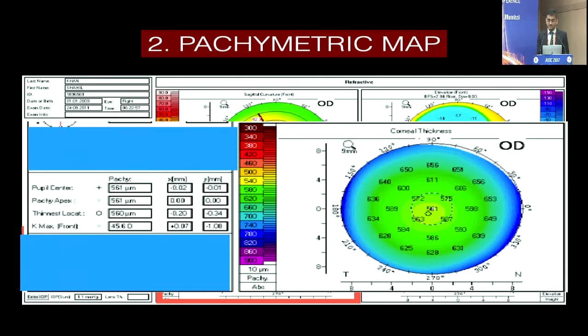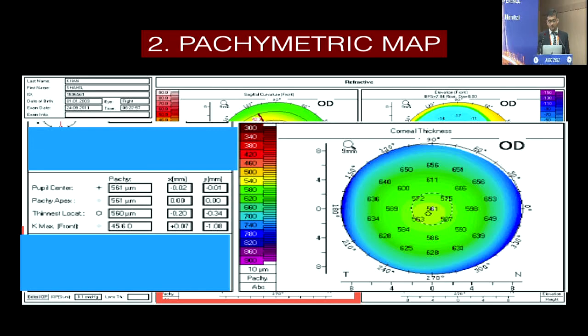It will give you a map, which will basically give you a point-wise representation of the corneal thickness. And on the left side, you will get the dimensions of the 3 important parameters, that is the thinnest local, pachy apex, and pachy at the central most point of the pupil. So here the important point is the thinnest local. If you have a thinnest local of less than 417, then obviously this patient would not proceed with a refractive surgery. And if it's between 470 to 500, we can consider a PRK if the other parameters are normal.